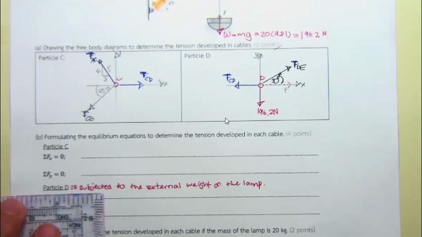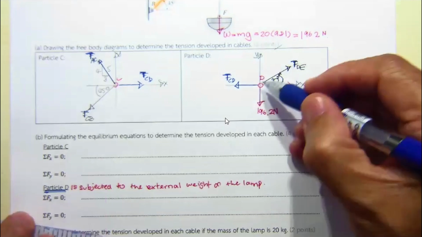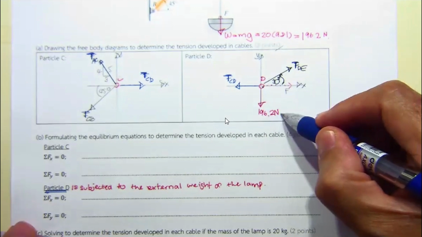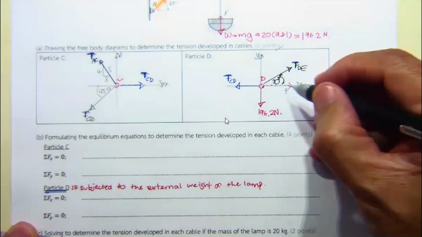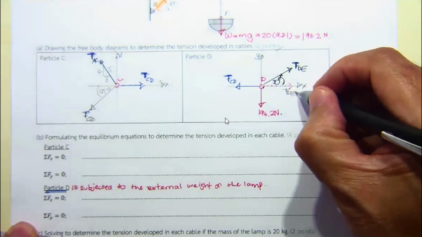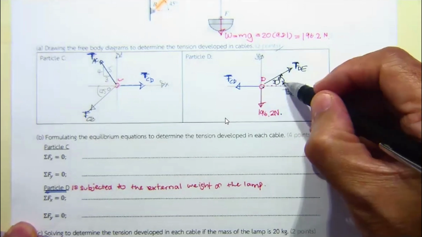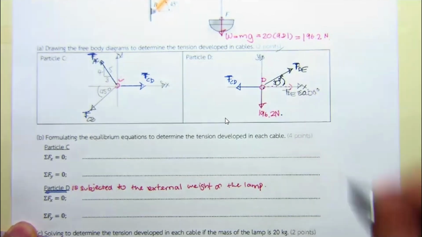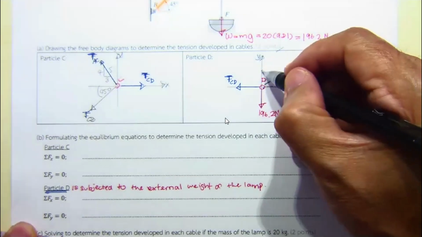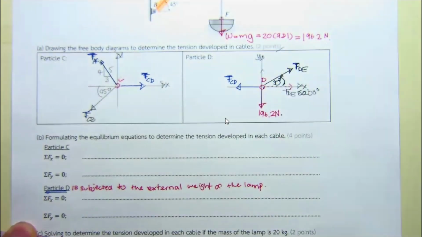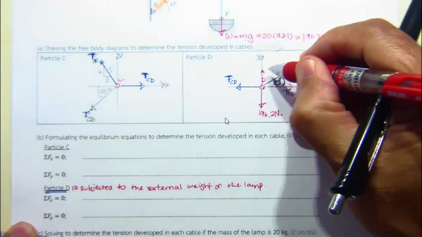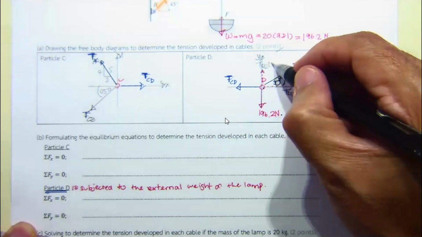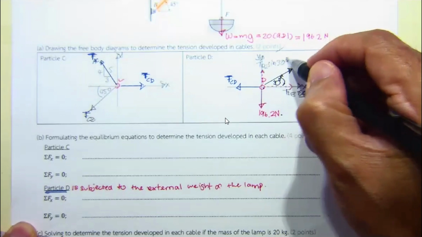Let me start from particle D. Particle D is subjected to the external weight, 192 Newton. And this is going to be T sub BE, and close to the angle, that's going to be cosine 30 degrees. Then in this other direction, this is going to be T sub DE. You use cosine already, so it's going to be sine 30 degrees.